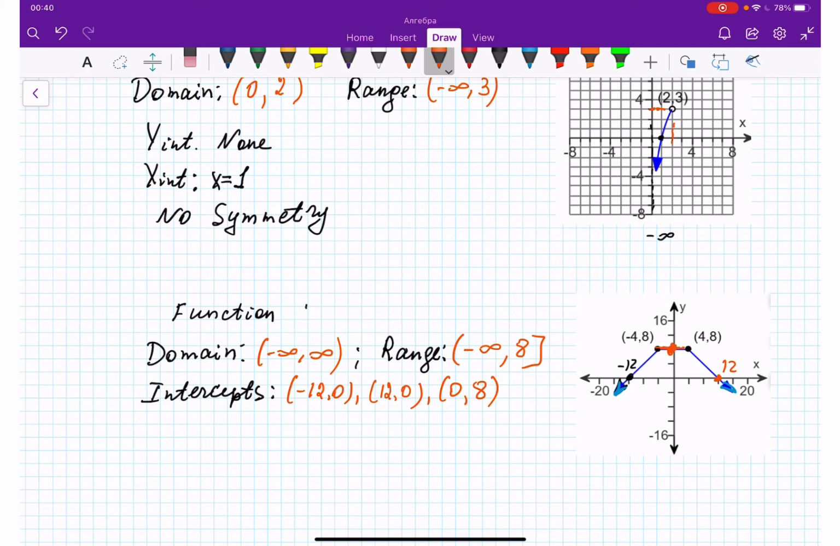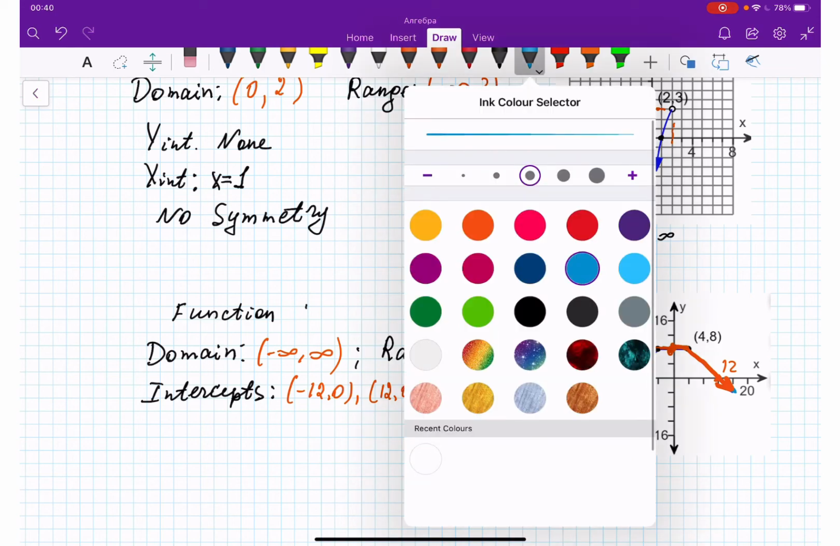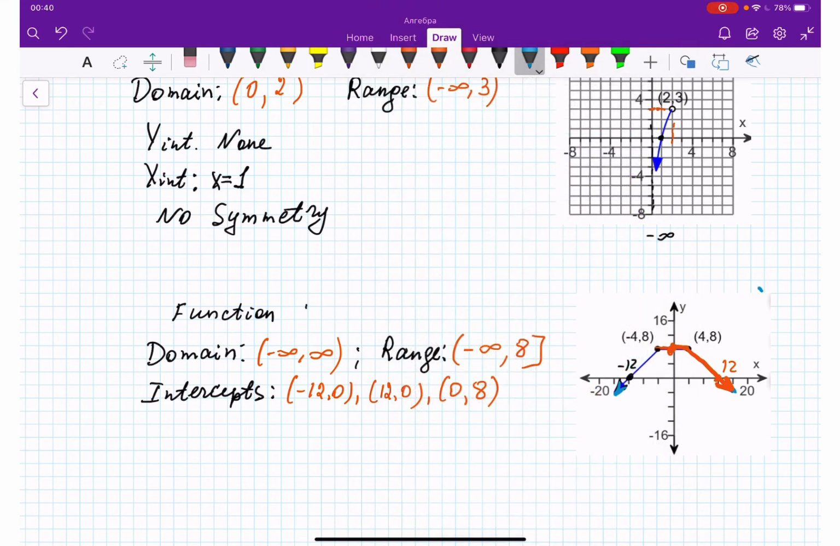Right? Look, this part is symmetric to this part, and it's symmetry about the y-axis, right? So symmetry: y-axis.